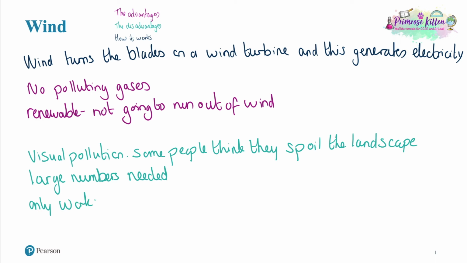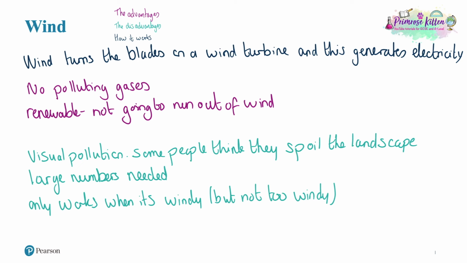Large numbers of wind turbines are needed to generate a significant amount of energy, and it only works when it is windy. But it can't be too windy. It has to be the right windy. Because large numbers are needed, the wind farms are generally located in large areas on top of hills in the countryside. This is one of the reasons people object to them, because they think it spoils the view.